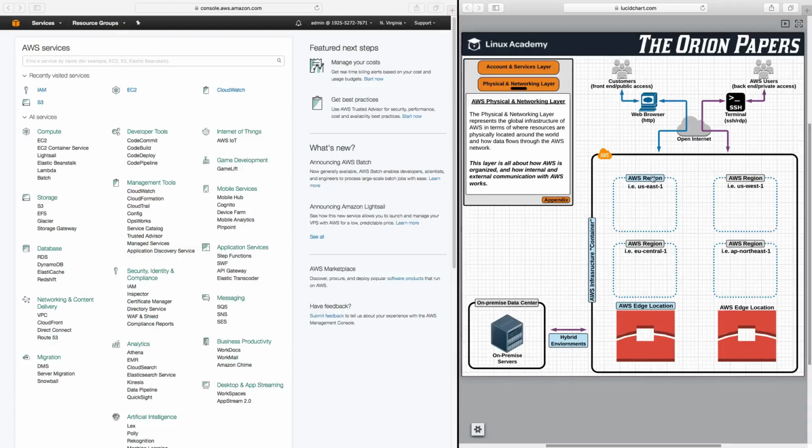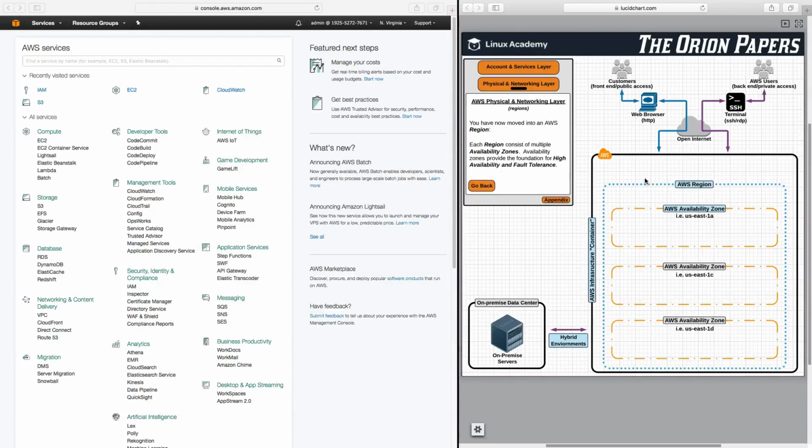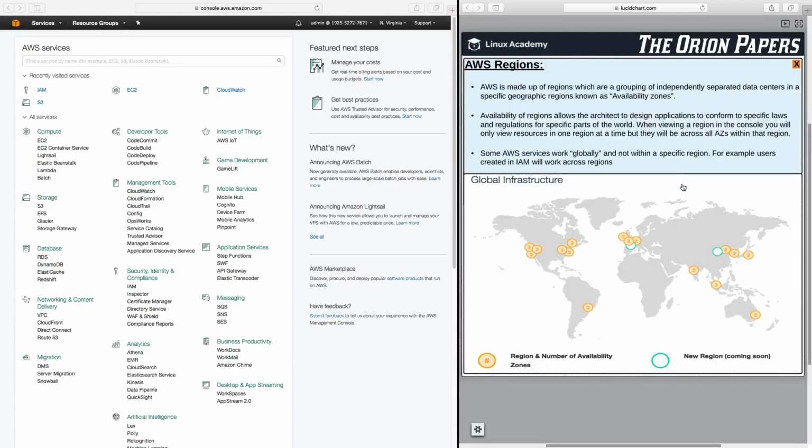Next, we want to take a look at regions. Regions, again, are located all around the world, and diving into a region, which we just did by clicking on this, we see that inside of a region, it is comprised of availability zones. But what exactly is a region again? Let's click on this here and take a look at regions and where they're currently located.